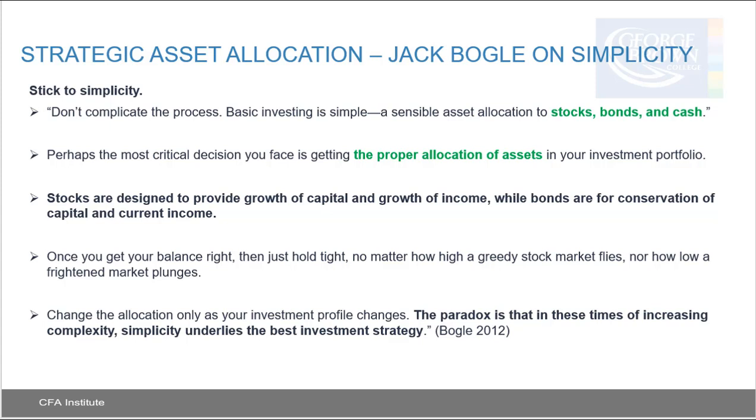Basic investing is simple, a sensible asset allocation to stocks, bonds, and cash. Perhaps the most critical decision you face is getting the proper allocation of assets in your investment portfolio. Stocks are designed to provide growth of capital and growth of income through dividends, while bonds are for conservation of capital and current income. So we saw that.